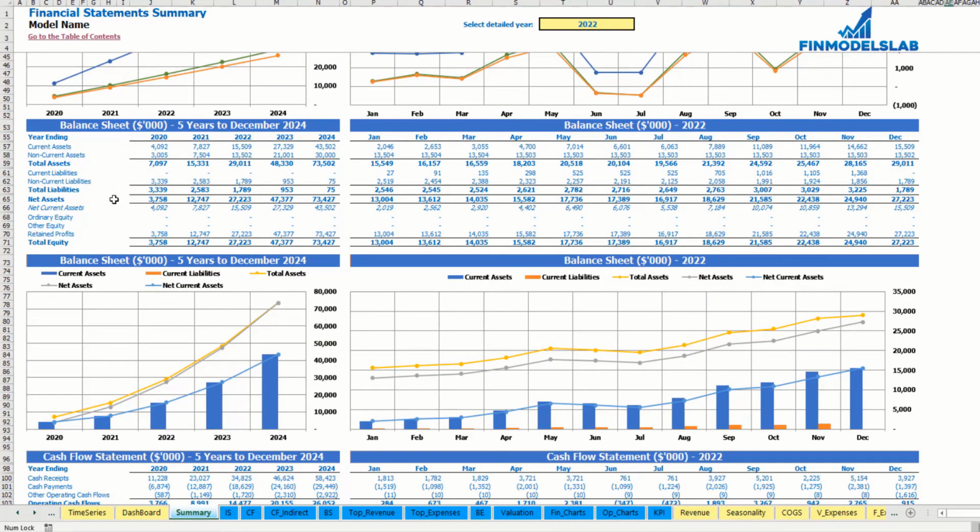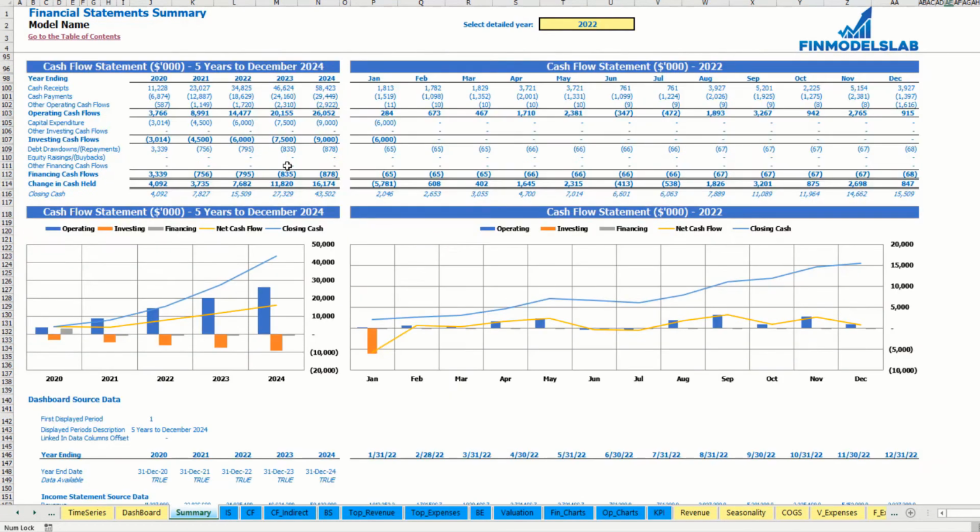The next set of tables and charts will show you the balance sheet, main KPIs broken down by 5 years and the selected year by months. And the last part will show you the cash flow statement breakdown for the 5 years and for 12 months for the selected year, as well as charts with the same information.